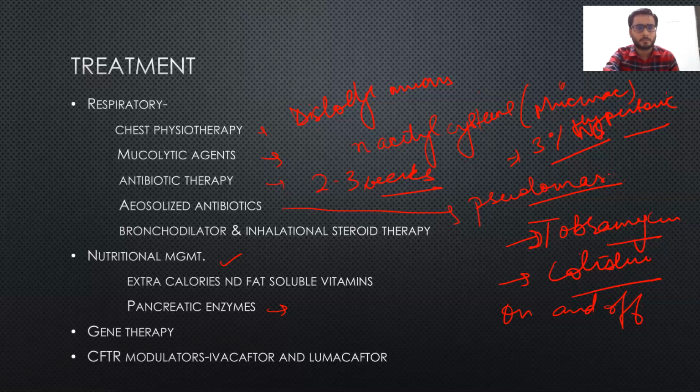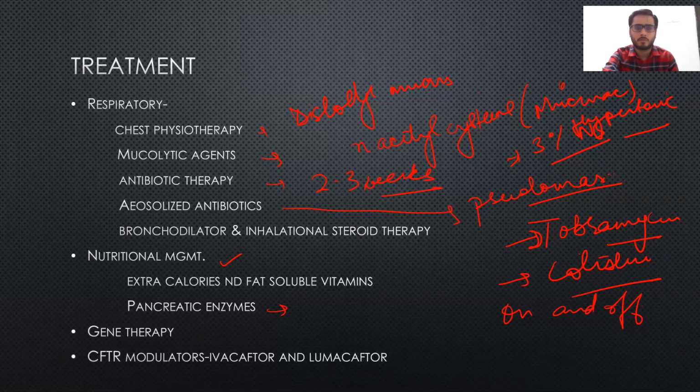So, basic treatment. What we have to remember: chest physiotherapy is the respiratory part, and it is very important. Mucolytic agents, N-acetylcysteine and 3% hypertonic saline. Antibiotic therapy, IV and oral according to the organism, given for 2 to 3 weeks. Aerosolized antibiotics, tobramycin, colistin. Nutritional management, extra calories, you have to give fat soluble vitamins A, D, K.